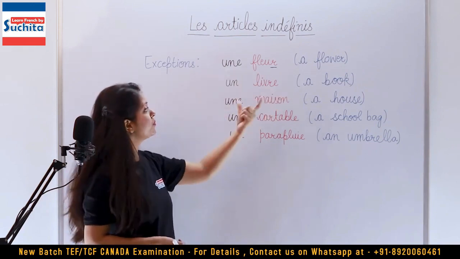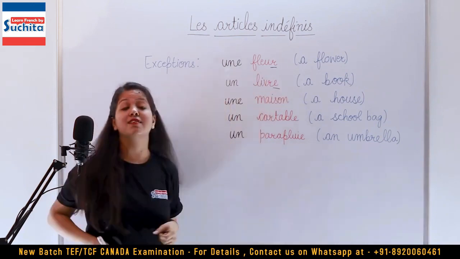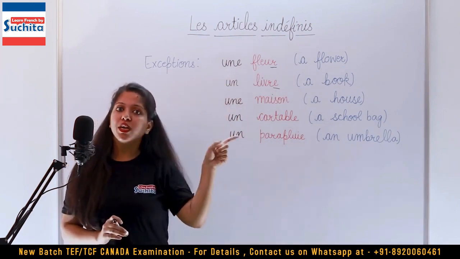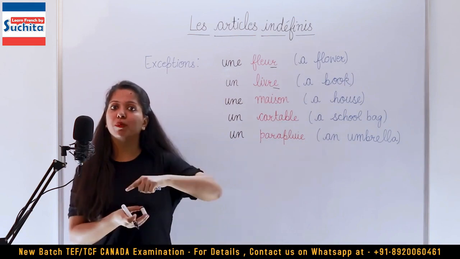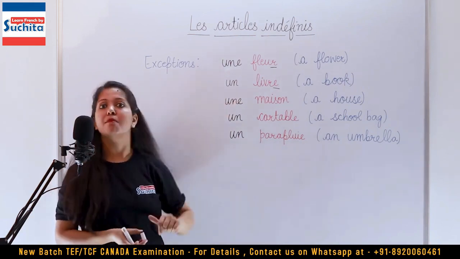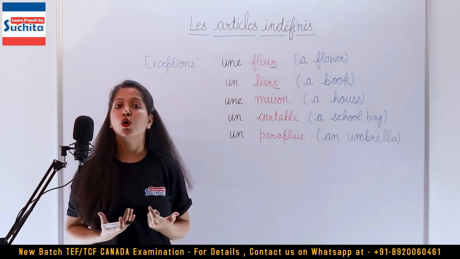A flower. Livre. Now, look at the word livre. It is ending with E. According to the normal rule, it should have been feminine, but since it is an exception, the rule will become opposite and it will become masculine. So it is un livre. Un livre, which means a book.